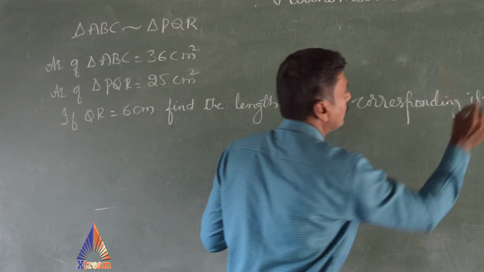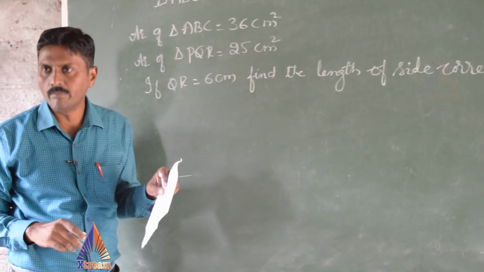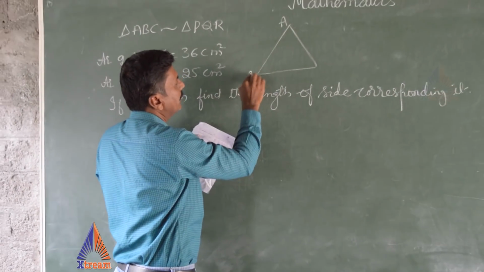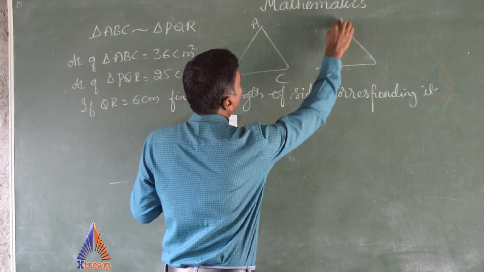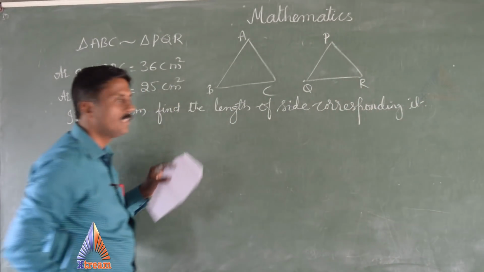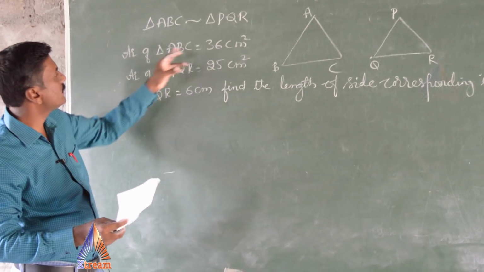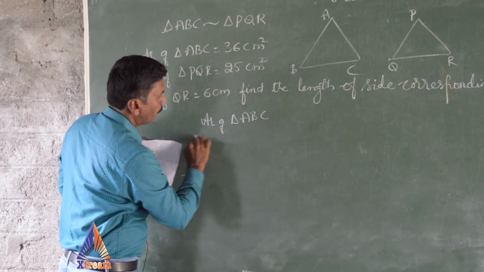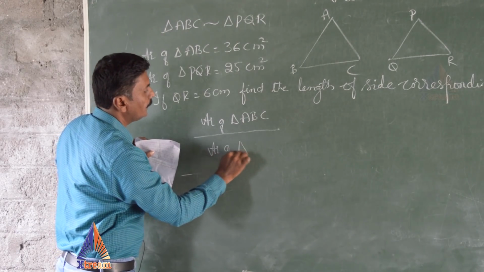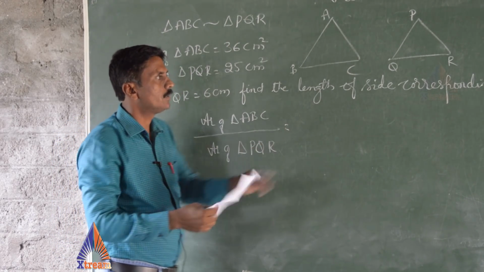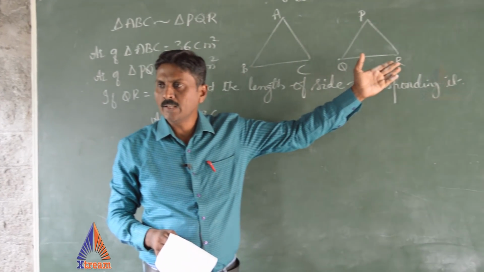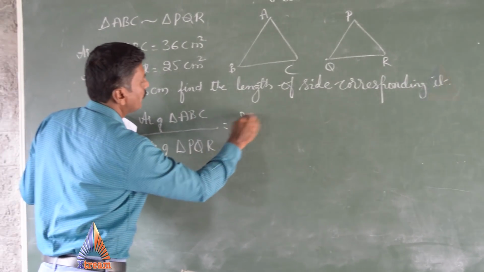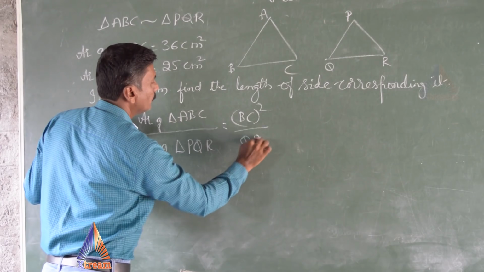So here areas of two similar triangles are given. Which are the two similar triangles given here? ABC and PQR. Okay, these are similar triangles. Their areas are given. Okay, area of triangle ABC by area of triangle PQR. So let us consider a pair of corresponding sides. Let us consider BC and QR. Okay, BC square by QR square.